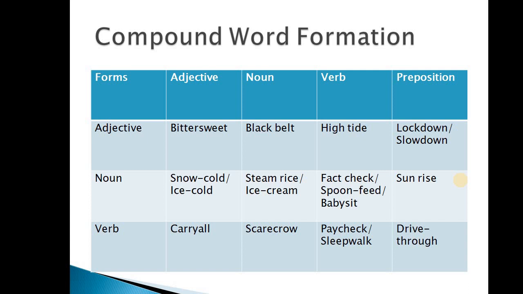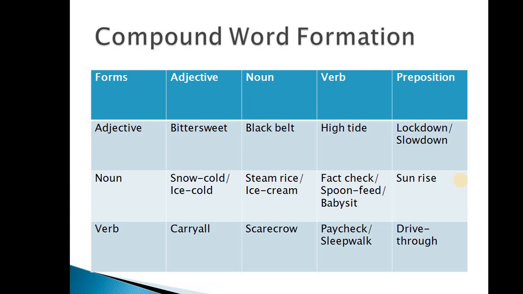now come to the next option of the forms, that is noun. Again we will combine noun with all these four forms: adjective, noun, verb, preposition. Now noun with adjective: snow cold, ice cold, noun adjective, compound word. Noun plus noun, steam rice, ice cream. Noun plus verb, fact check, I will fact check you, I'm not gonna spoon feed you, I'm not gonna babysit you. Okay, so spoon feed, always lagging behind you, to the nagging boy, to the nagging child, to the nagging little baby girl. So noun plus verb, fact check, spoon feed, babysit. Noun plus preposition, sunrise, sun up, sun down.